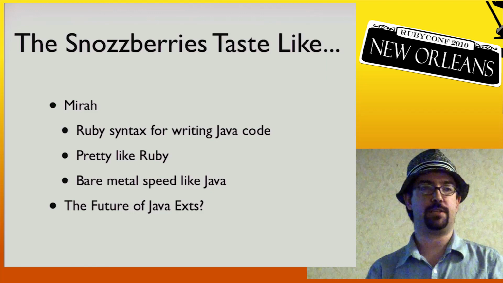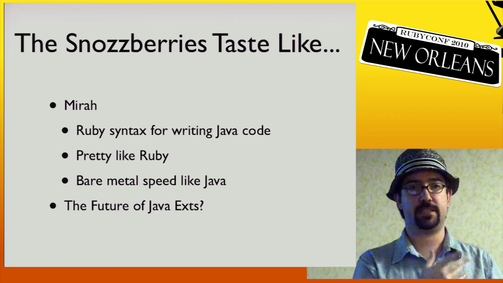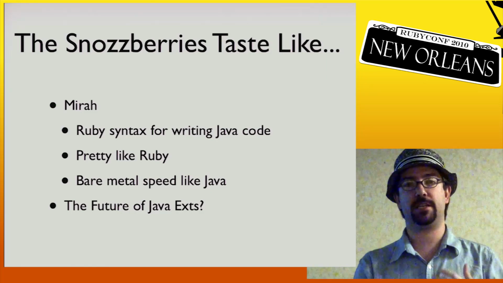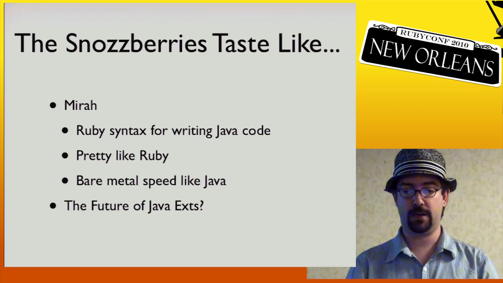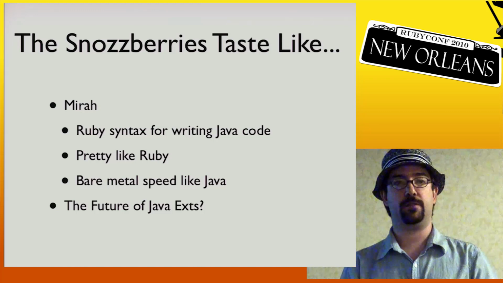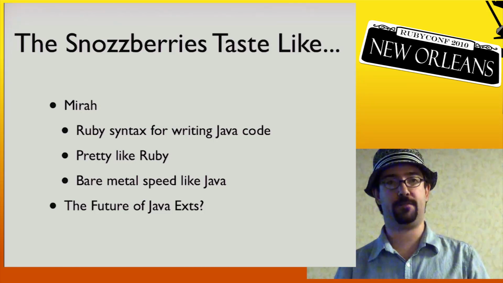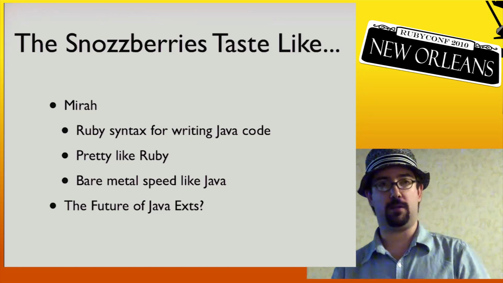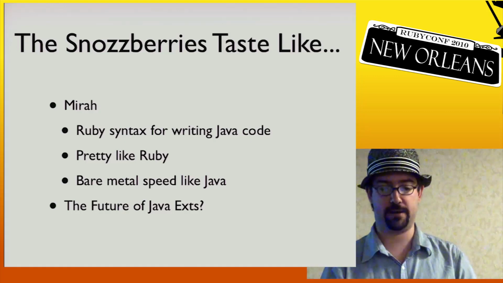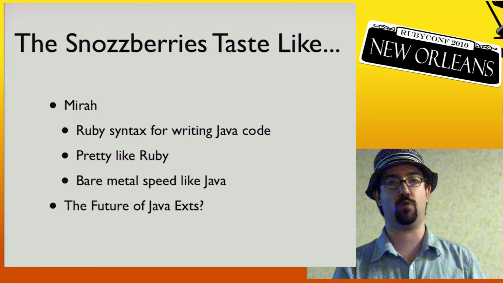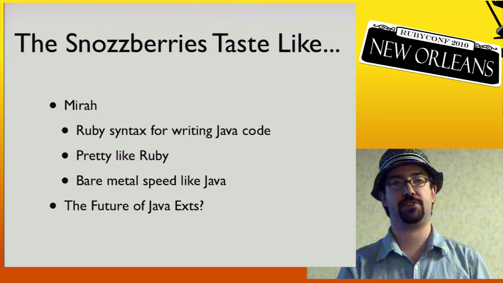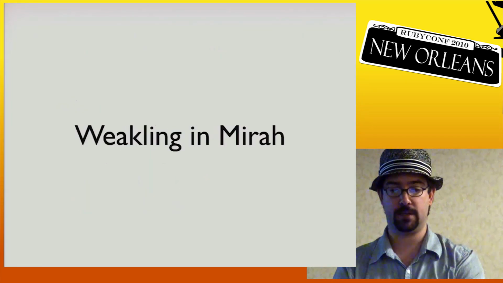Mira is essentially a language that uses Ruby syntax, and it looks and tastes like Ruby, but it's just a syntax for writing Java code, a little bit nicer and cleaner. As a result, you can write something that looks like Ruby and have some of the benefits of writing Ruby, but you get bare metal performance guarantees like writing Java. I kind of think that this might be the future of Java extensions, that we might expect more and more people to use Mira to write these extensions rather than writing them in plain old Java.